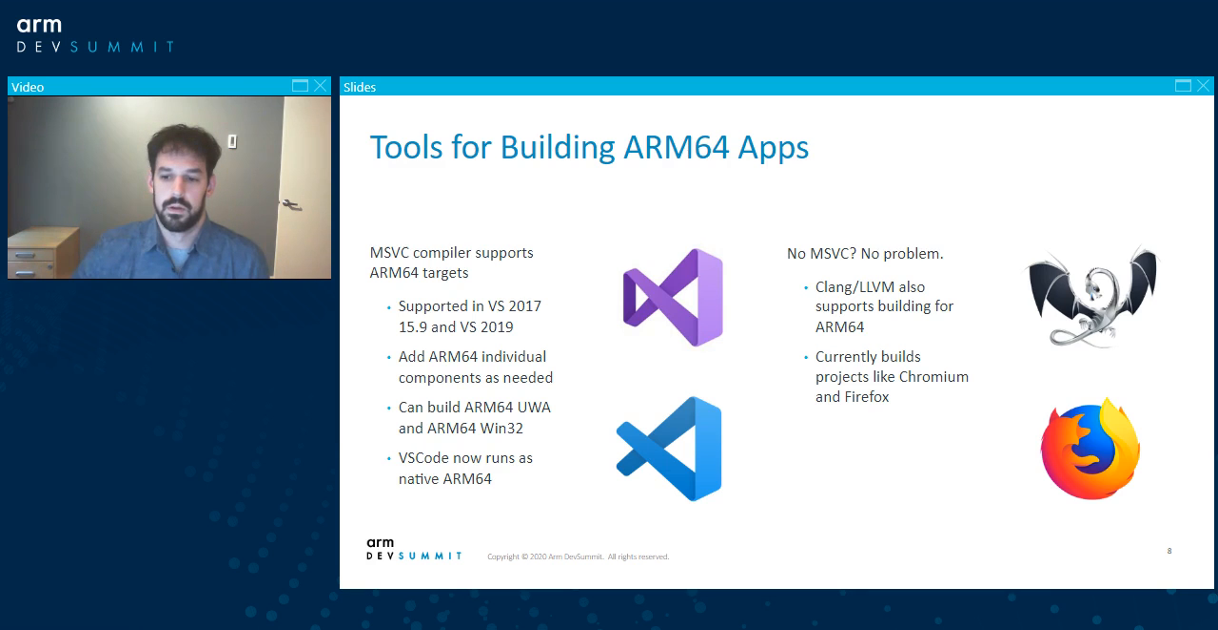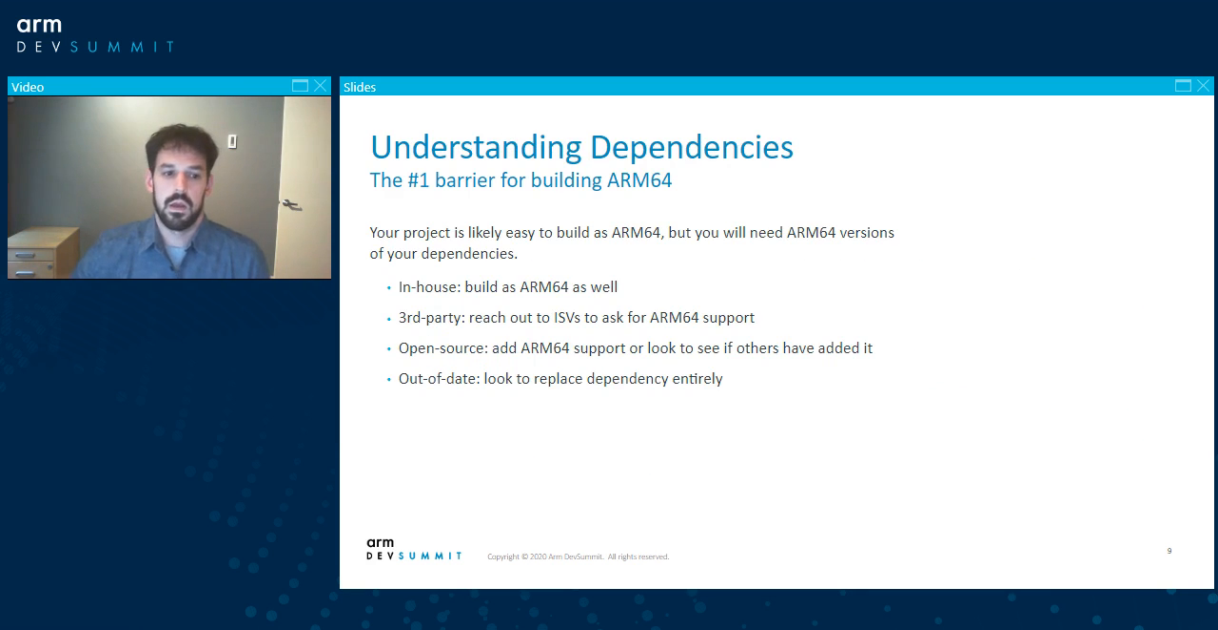But with the tools in hand, we should talk more about dependencies. Far and away, the number one issue that we hear about when people are trying to build for ARM64 is dependencies. And to put it simply, your project itself is likely very easy to build as ARM64, but you will need ARM64 versions of your dependencies. And how you approach that depends on where those dependencies come from.